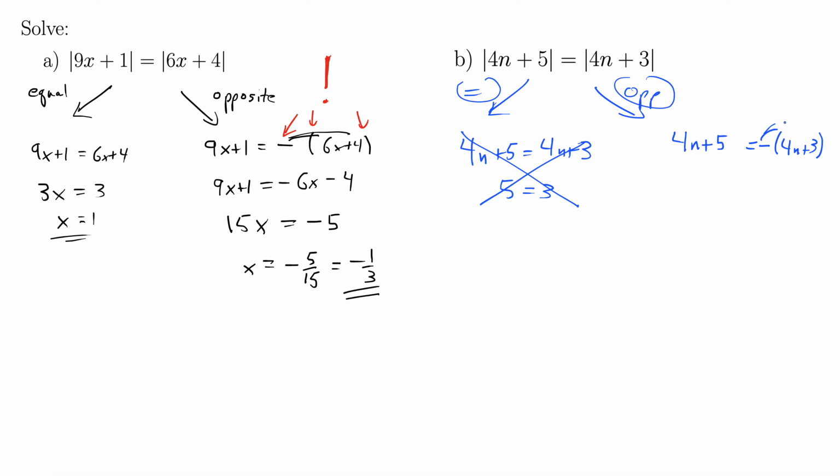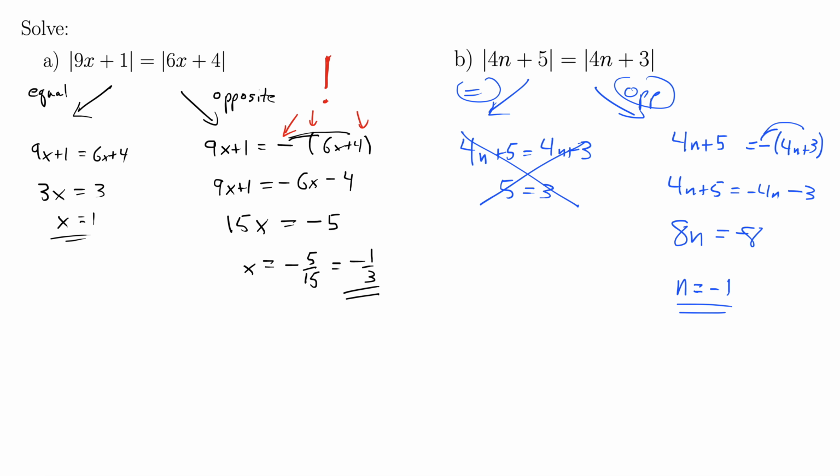Okay. On the other side here, we have 4n plus 5. Let's distribute our negative. So that gives us 4n plus 5 equals negative 4n minus 3. Adding 4n to both sides gives us 8n. Subtracting 5 equals negative 8. Then dividing both sides by 8 gives us n equals negative 1. So only one answer to that one.